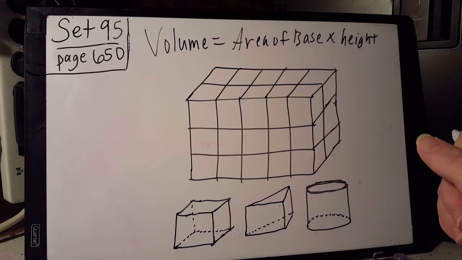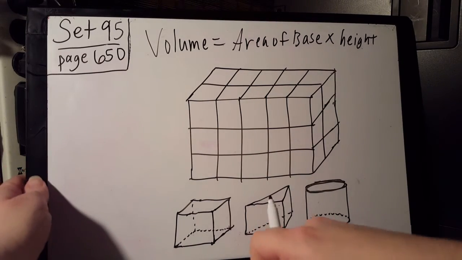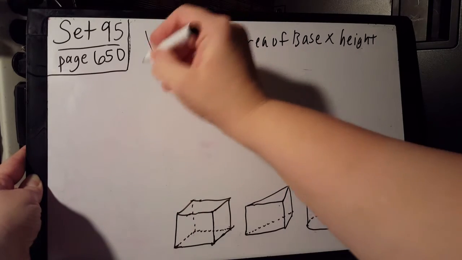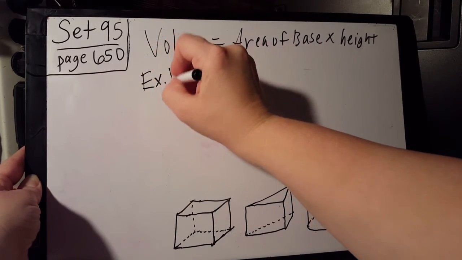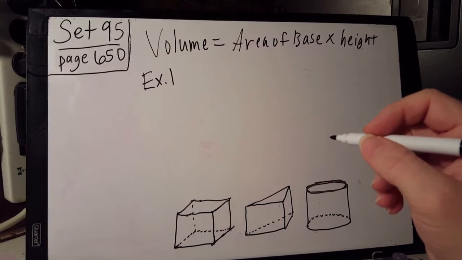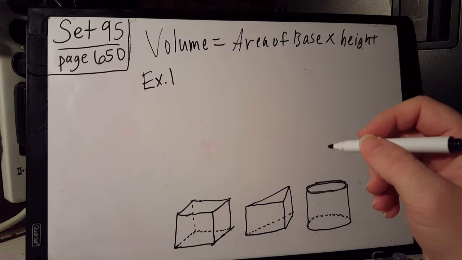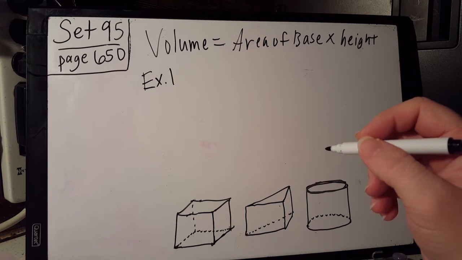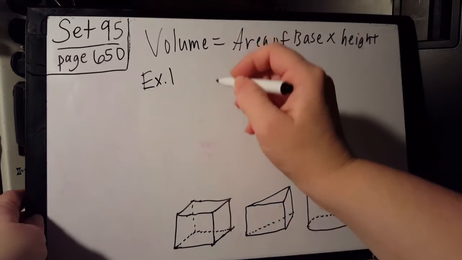All right, so let's look at example 1. I'm going to erase the big block here. Example 1 is on 651, and it says find the volume of a right triangular prism below. And dimensions are in centimeters, and they show two views in the book on this. I'm going to try to draw both of them.